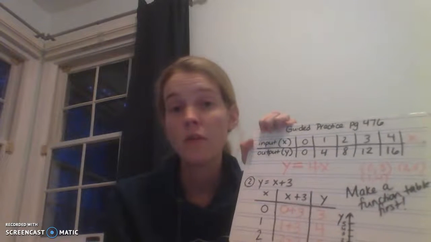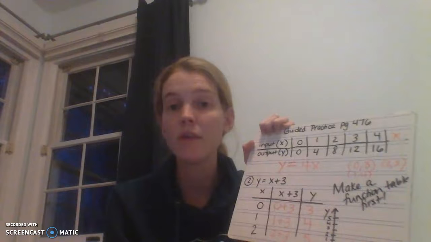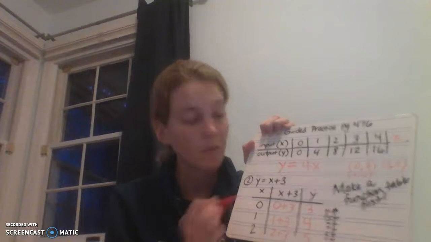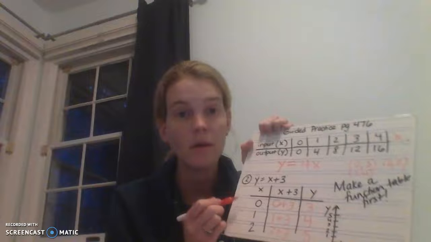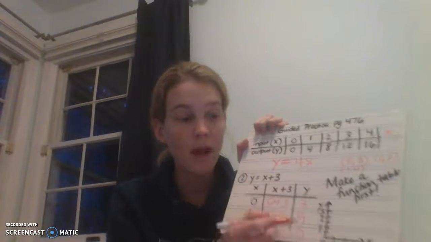You really only need to plot 3 points. I wouldn't do any more than that. If you want to, you can. But don't do any less than that either, or else it's going to be hard to see the line that you formed. So I would say always pick 3 easy numbers for your x values, for your input. It's always easier to pick your input than your output. Now you're going to graph them.